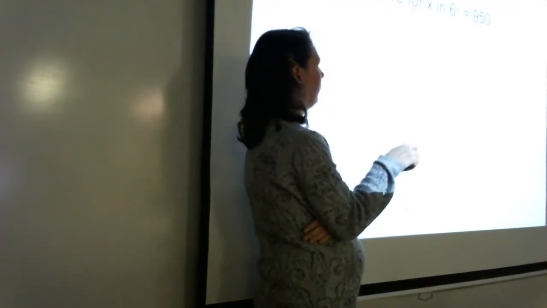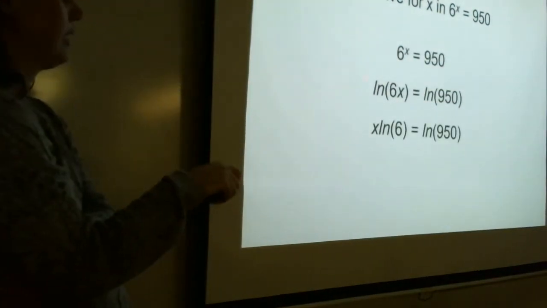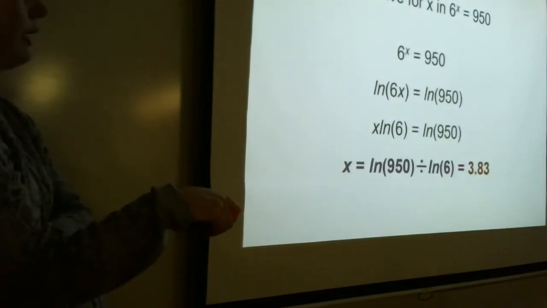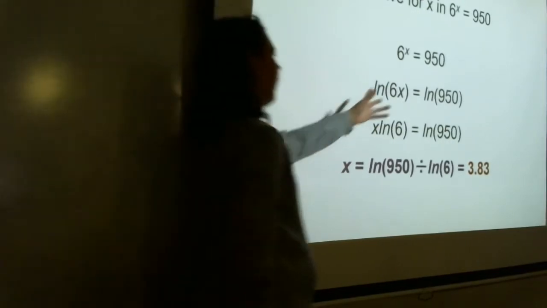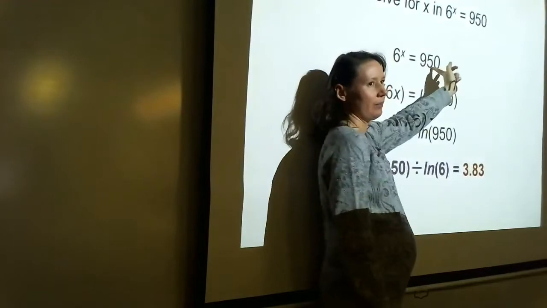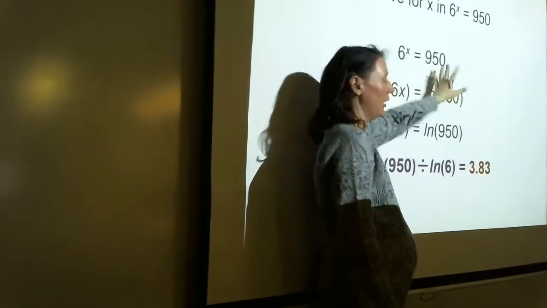Right, natural log of 950 divided by natural log of 6. So we're just rearranging the algebra here. So 3.83, okay? Now 99% of the time, your x, 6 to the x, is going to be set to something that you can realize, oh, okay, I know what that is. But sometimes you get something funky, and you need to do this method.